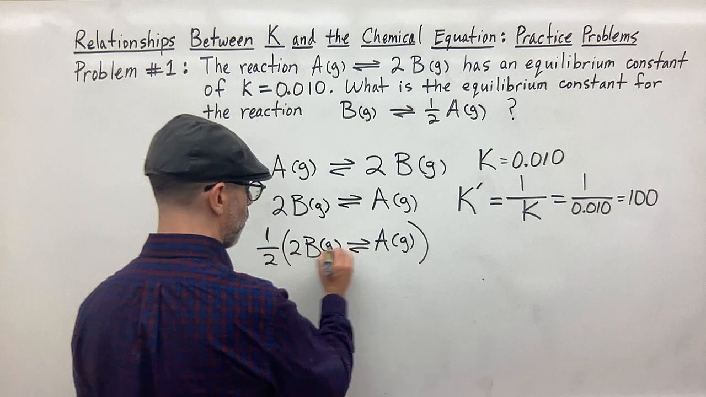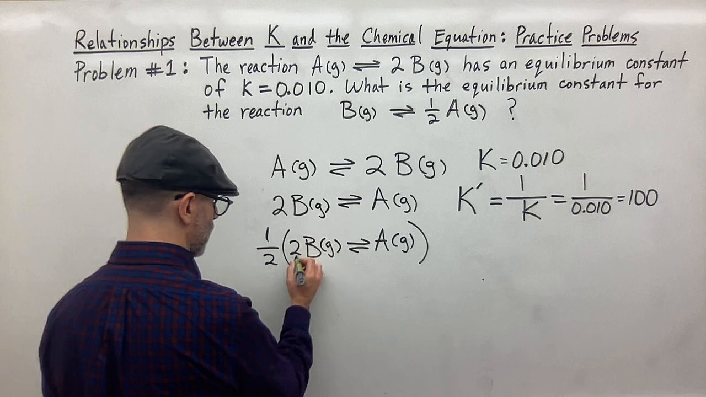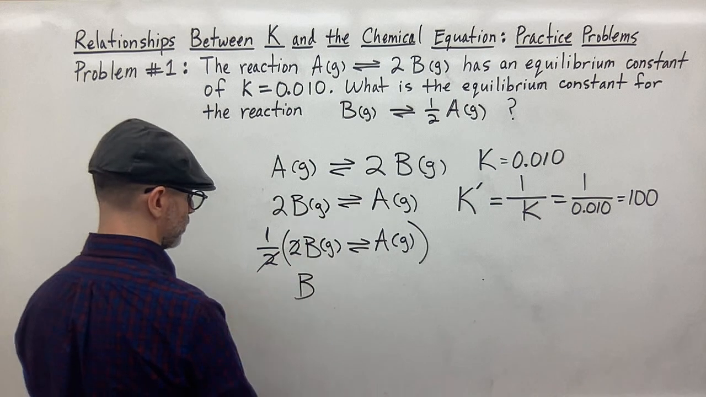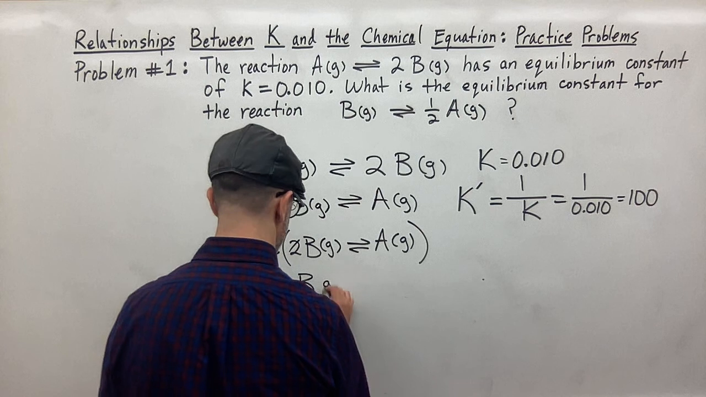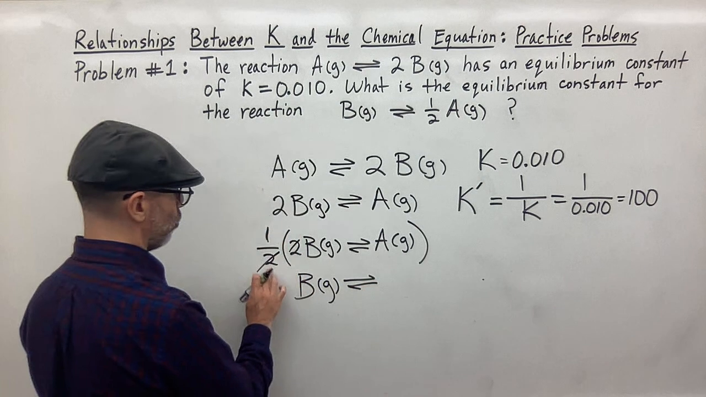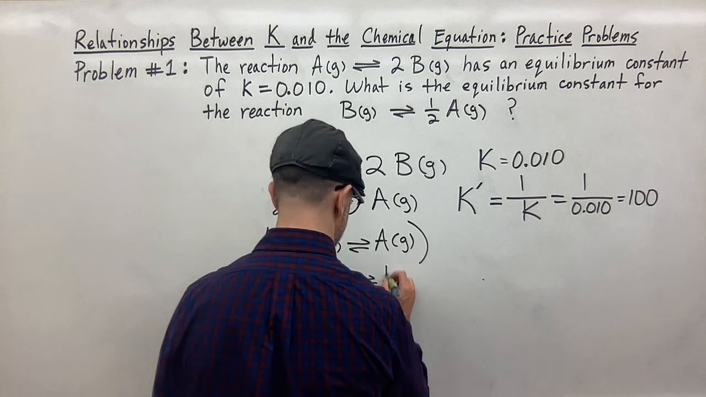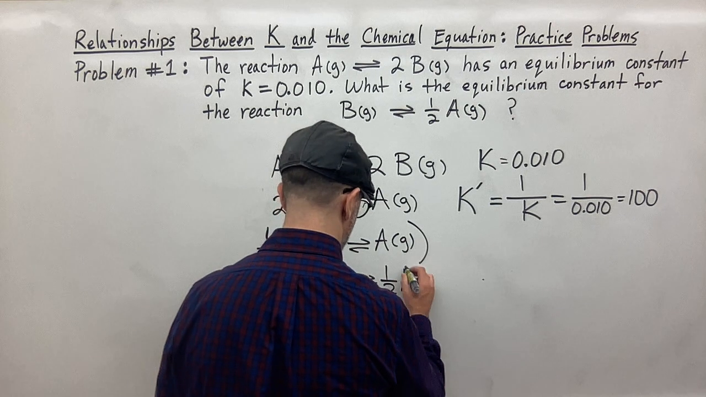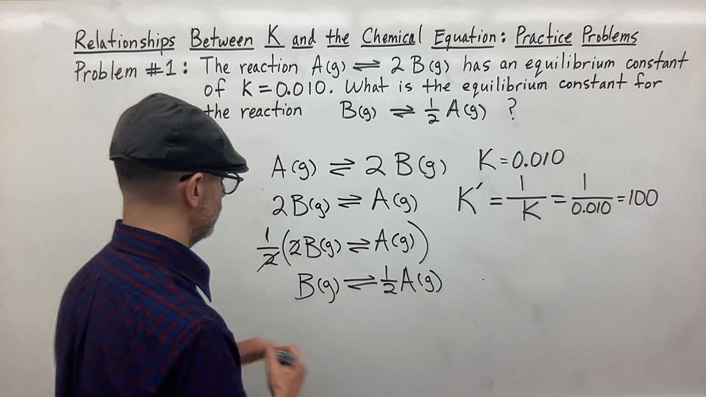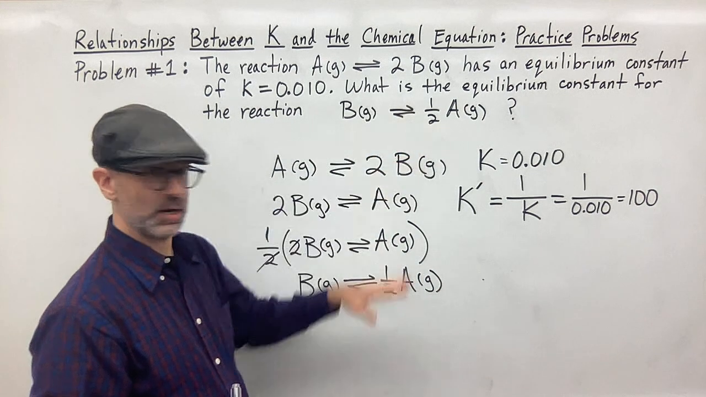If I multiply the 1/2 throughout everything, 1/2 times 2B is going to be B, because the 2's cancel out. So now I have B gas in equilibrium with, and the 1/2 is being multiplied by the 1 here. 1 times 1/2 is 1/2. So now I have 1/2 A gas, and now I have the equation that I'm looking for.